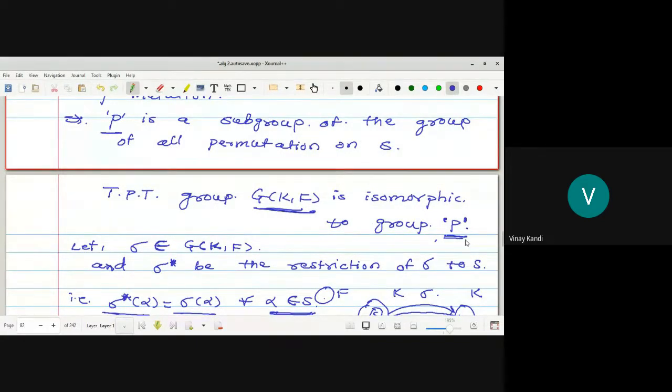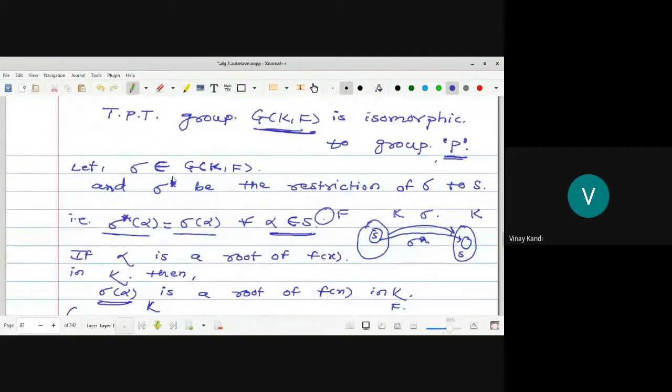Okay, what is P? The set of all those permutations on S which leave every element of F fixed. So if sigma belongs to G(K,F), now sigma belongs to G(K,F) means what? Sigma is an automorphism of K which leaves every element of F fixed. And sigma star is the restriction of sigma to S, that is, sigma star(alpha) is equal to sigma(alpha) for all alpha belonging to S. So this sigma star and sigma both behave the same on the set of finite elements, that is, the set S.